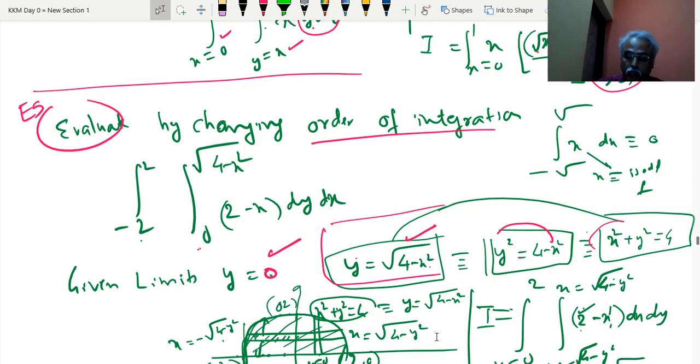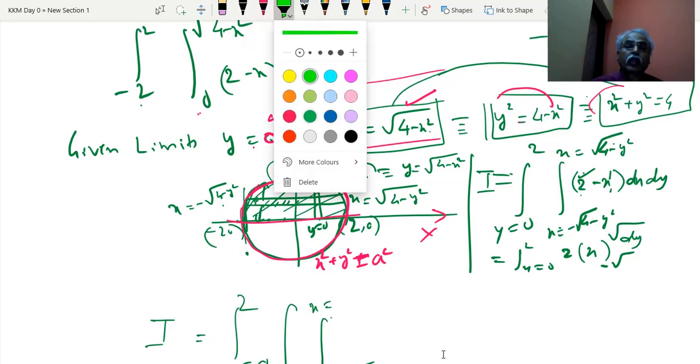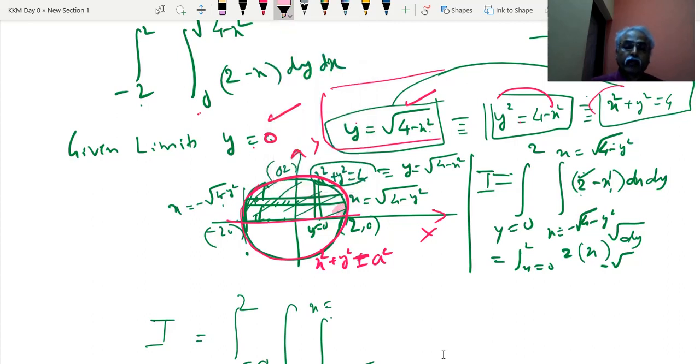Come on, draw the circle now. You should draw the circle, that should not be any problem to you. So you have drawn the circle with the x and y axis, x square plus y square equal to a square. From y equal to 0, the x axis, above the x axis and below the circle, this part will be the area of integration. This part becomes the area of integration.